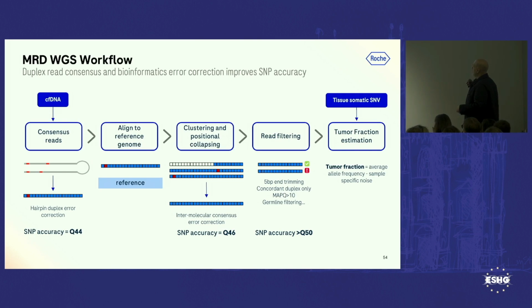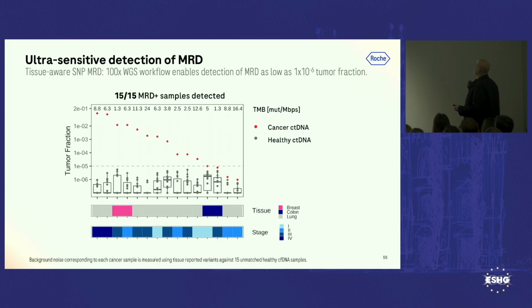Okay, and a little bit about the workflow here. On the left side, you see that we go from our self-read DNA to our consensus reads that we talked about before, getting around a SNP accuracy of Q44. We then do the alignment to reference and do super consensus collapsing to get to a Q46 like level of accuracy, and then additional read filtering, trimming of the ends just a little bit, and we've got to a Q50 type accuracy. And from that, we can get this estimated tumor fraction number.